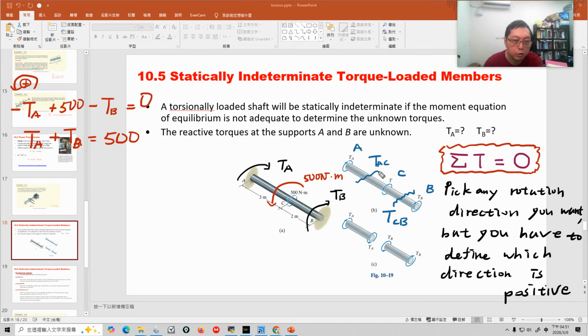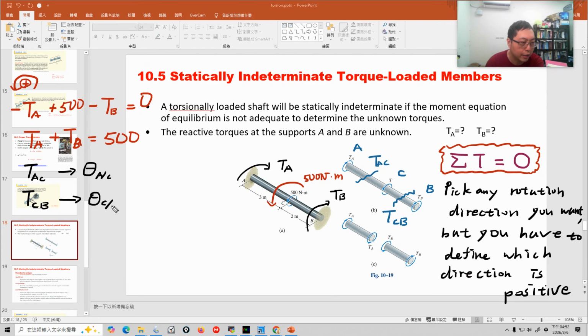The torque in the AC section will cause a deformation, right? And the torque TCB in the CB section will also cause a deformation. Let me write this down. We have TAC, which causes a deformation in AC, and we also have TCB, which also causes a deformation.